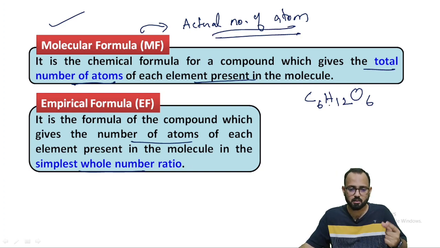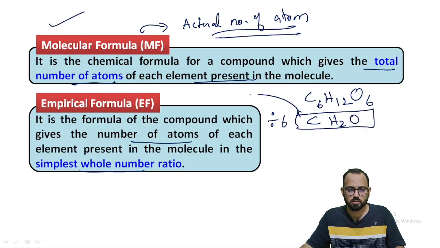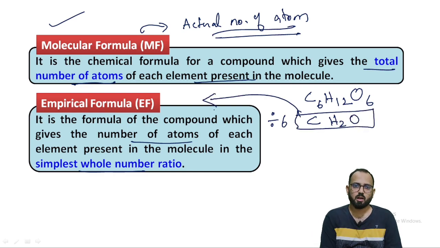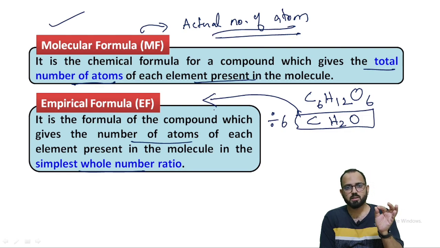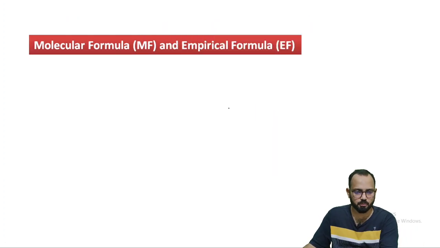Yes, the common factor is 6, so you are going to divide it by 6 and get CH2O. So this CH2O is going to be the empirical formula. I hope you got clarity. Molecular formula is the actual number of atoms present in a molecule. Empirical formula is the simplest whole number ratio of atoms present in a molecule.